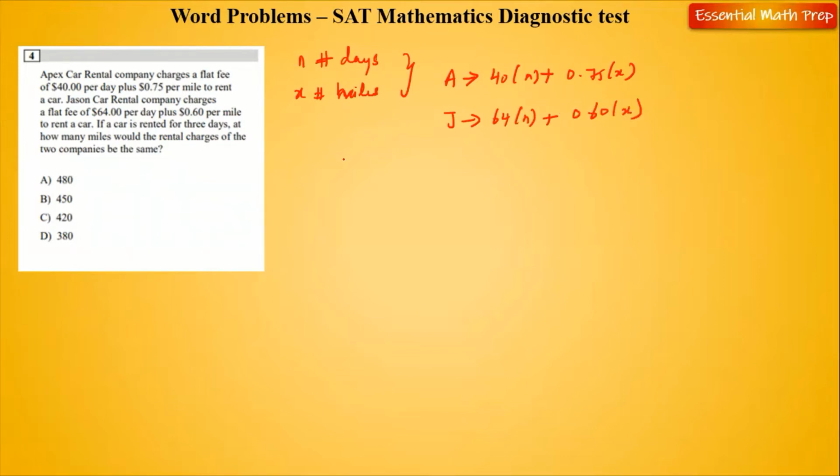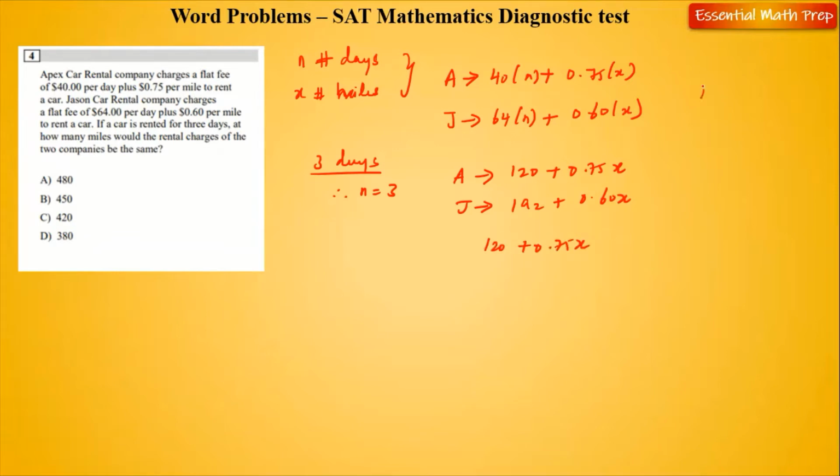So we know that the rental day period is 3 days. So therefore N equals 3, which means for Apex it's 120 plus 0.75x, right? And Jason is 64 times 3, I believe is 192, is it? 192 plus 0.60x, right? If the car is, how many miles would the rental charge of the two companies be same? So 120 plus 0.75x. In other words, the basic premise is A equals J equals 192 plus 0.60x.